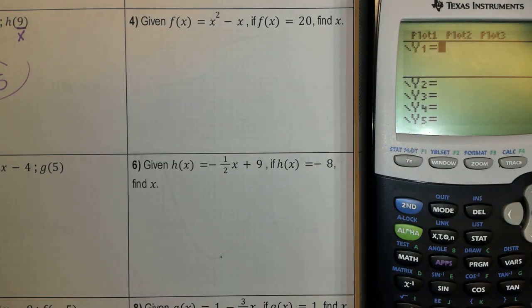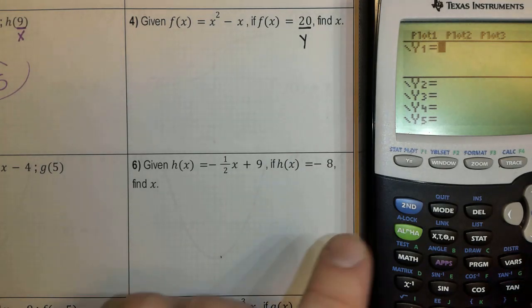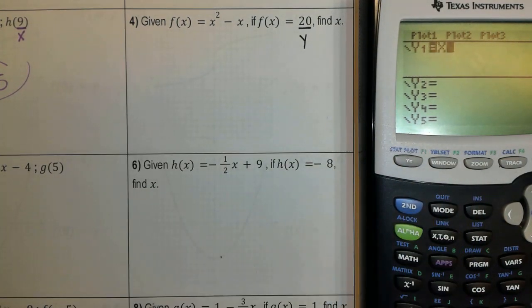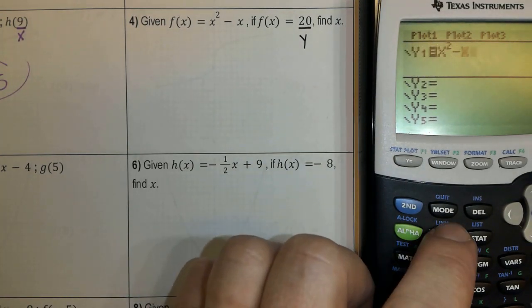Okay, so same thing. I have f of x equals x squared minus x, and then f of x equals 20. Look, that's not in parentheses, and it's telling me to find x. So if it tells me to find x, this has to be y. When I type this in and go to my table, just make sure you look on the y column for 20, and then you have x. Okay, so I'm at y equals, so I hit x squared minus x.